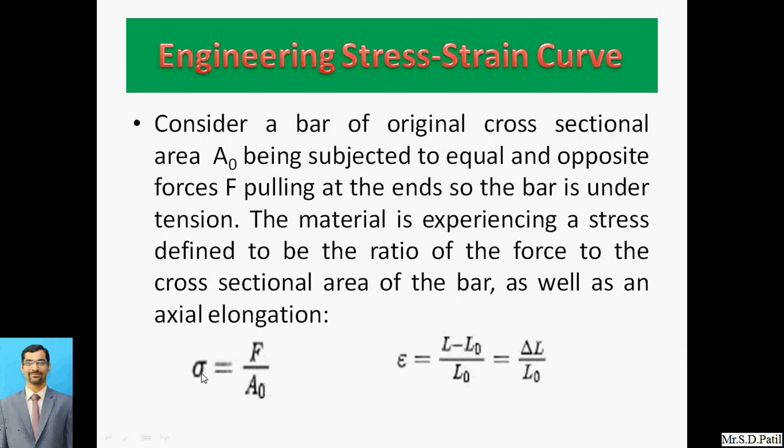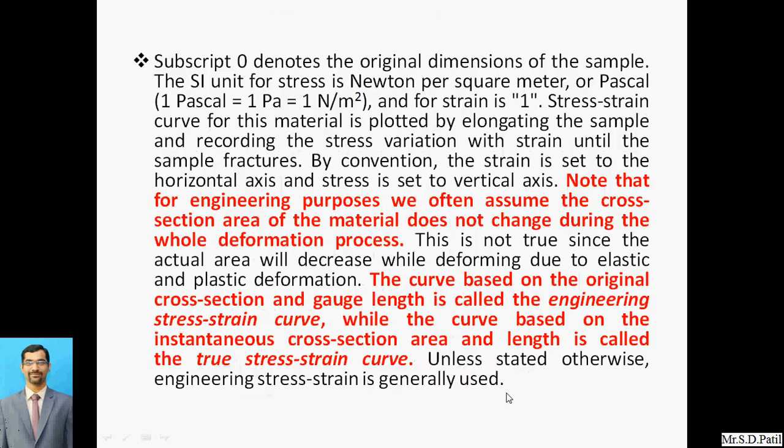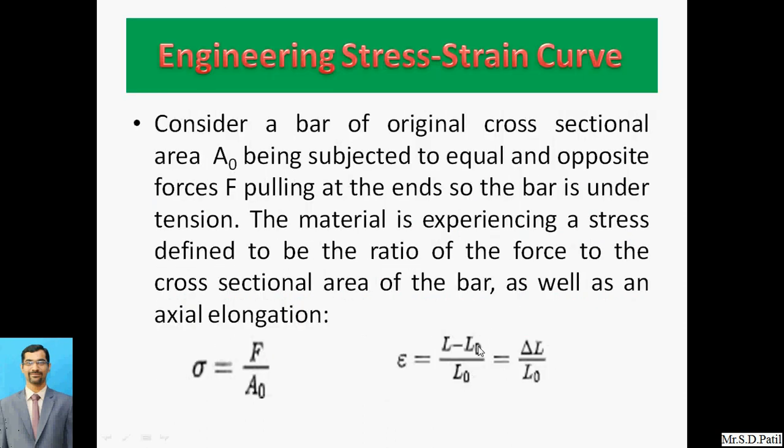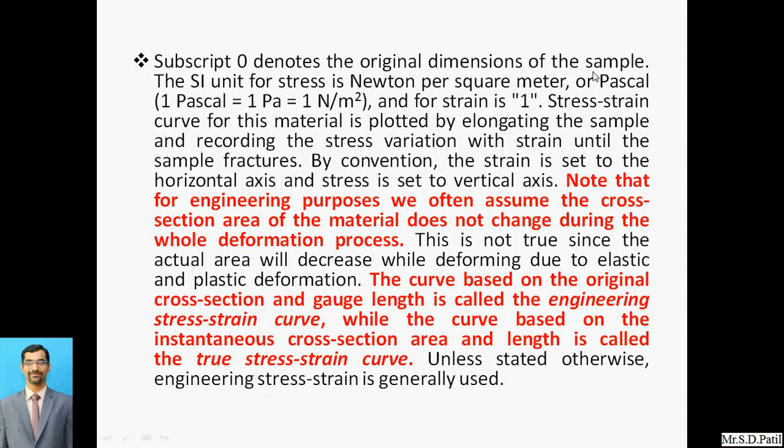So here the stress is calculated likewise. F is the applied force, sigma is nothing but the stress, and A0 is the original area. This will be the sigma, and that epsilon term indicates the strain. So strain is nothing but the change in length, the final length minus the original length, divided by the original length. So this is the engineering stress strain curve. Now we will go with the concept. This 0 denotes the original dimensions. Here L0 and A0 indicate the original dimensions of the sample.